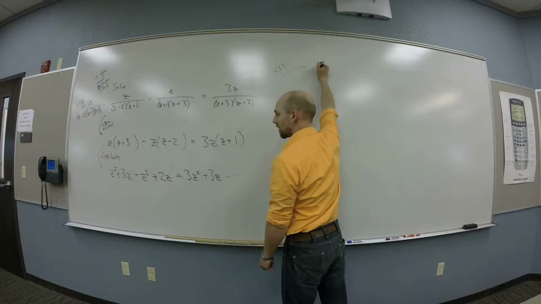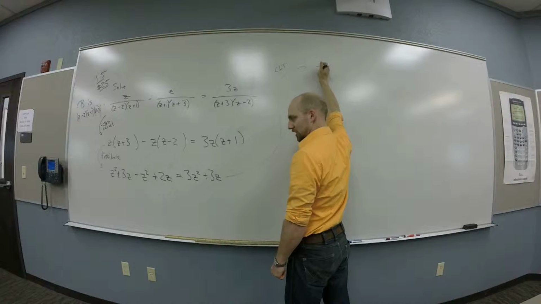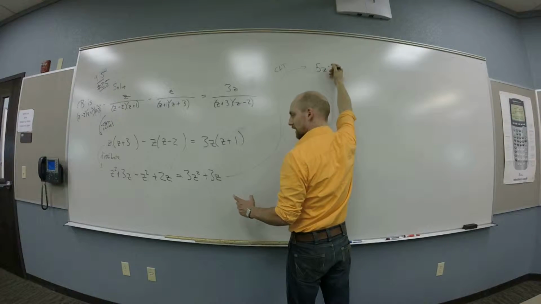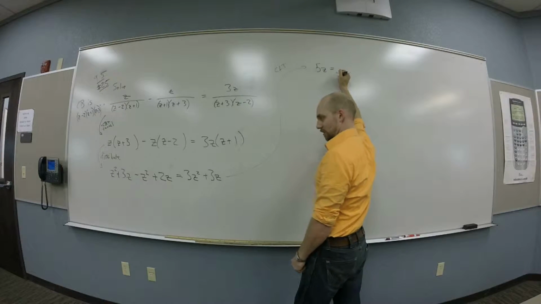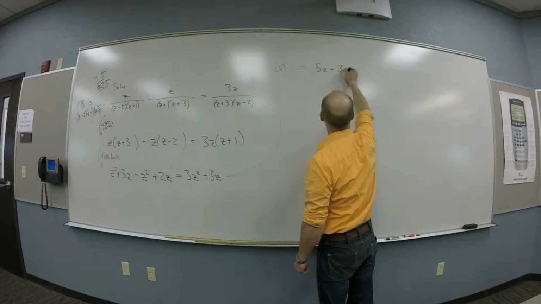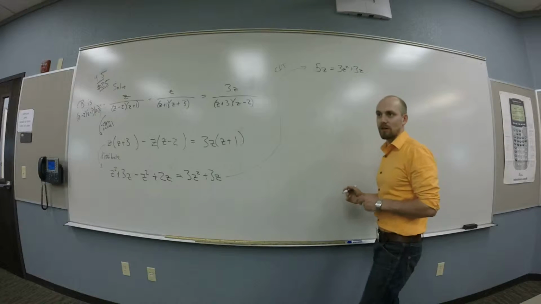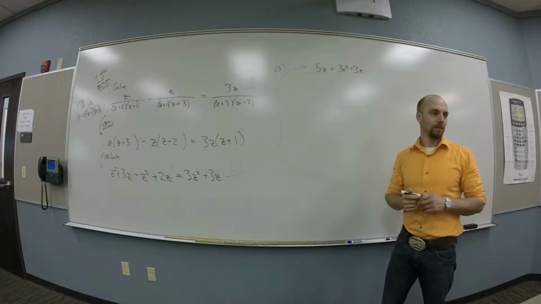So there's no Z squareds. How many Z's are there? 5 Z's. And that's going to equal 3Z squared plus 3Z. Right. And you can't stick those together, right? Why?